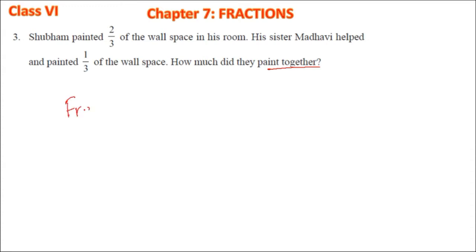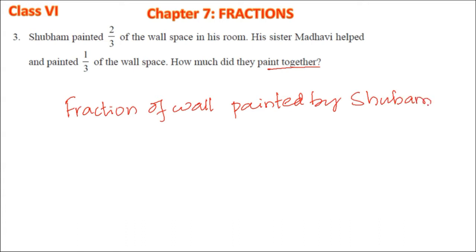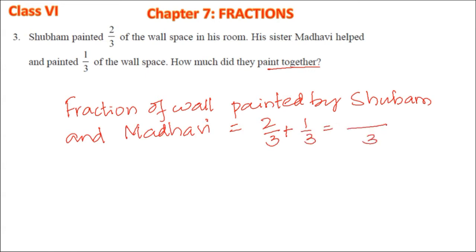So directly I'll write the fraction of wall painted by Shubham and Madhvi is 2 by 3 should be added to 1 by 3. If you observe the denominators, they are the same. So the LCM will be 3. So 2 should be added to 1. We get 3 upon 3. This is equal to 1. It means that one full wall is painted by both of them together.